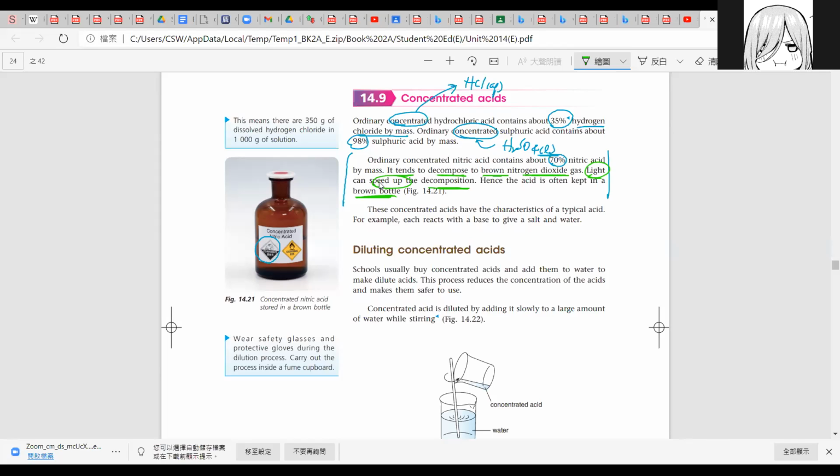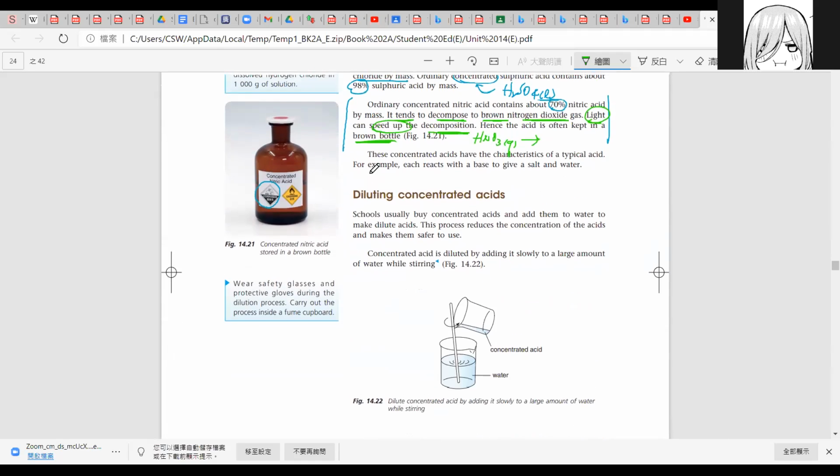Now, I give you about 1 minute. All of you, please search on the web. What is the chemical equation involved in the photo decomposition of concentrated nitric acid? HNO3 turns into NO2 plus O2 plus H2O. Oh, quite nice, right?